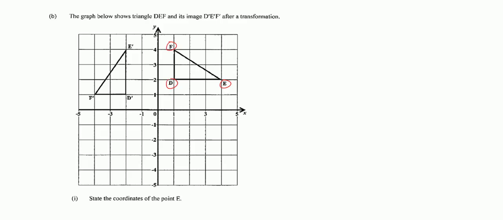Part 1, they said state the coordinates of E. So where is E? E is this point here, right? This is our x-axis and this is our y-axis. So where is E located? If we bring this down here, we know that this is 4. So the coordinates of E, we write the x coordinate first, so it's 4. Then we go across to our y-axis and we see that is 2. So the coordinates of E is (4, 2). Pretty straightforward, right?